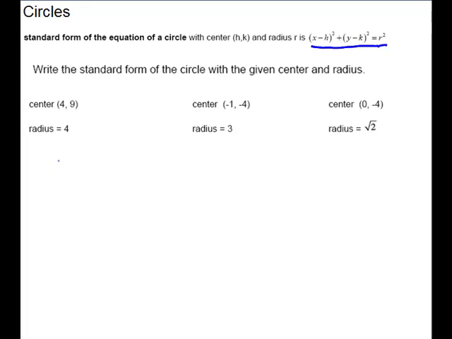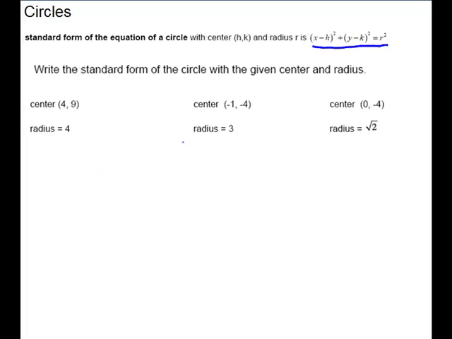We have x minus 4 squared plus y minus 9 squared equals r squared, and so this should be 16.